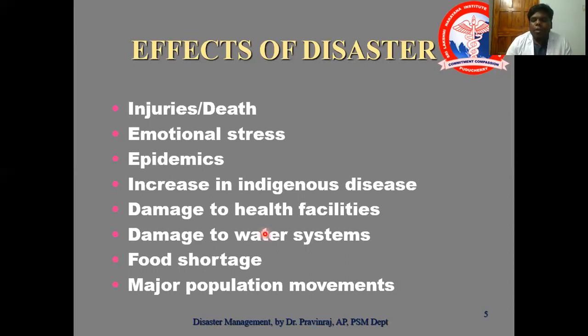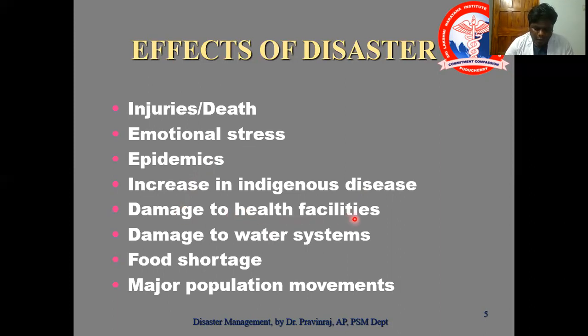Why? People will not be having proper food. There will be malnutrition. Many deficiencies will be there. So immunologically, they will also go down. And any particular disease which people are having in the particular area can spread easily. So that is increasing indigenous disease. So these are the things that will cause formation of epidemics.